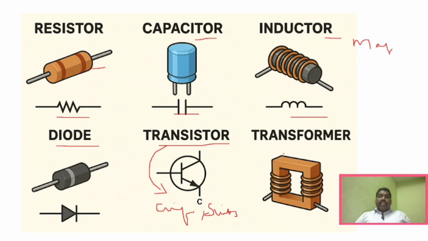When it comes to a transformer, a transformer just transfers electrical charge from one circuit to the other, right? It just transforms the electrical charge. This is the symbol of the transformer. From primary to secondary, it will just transfer the charge, right? So these are the basic electronic components.